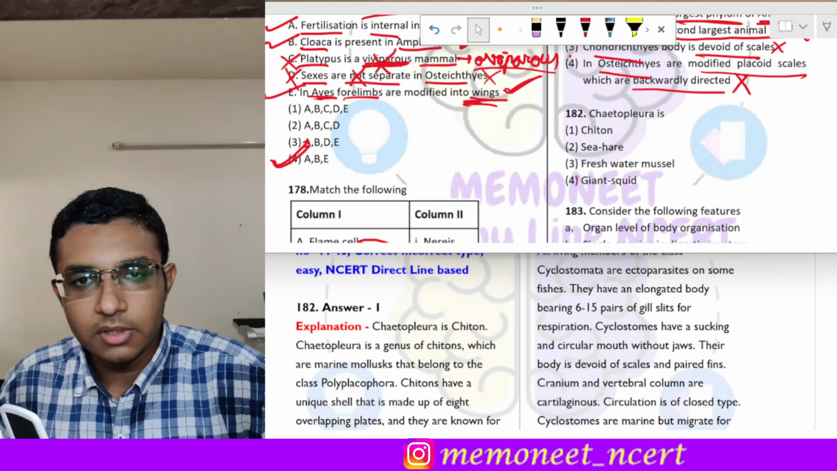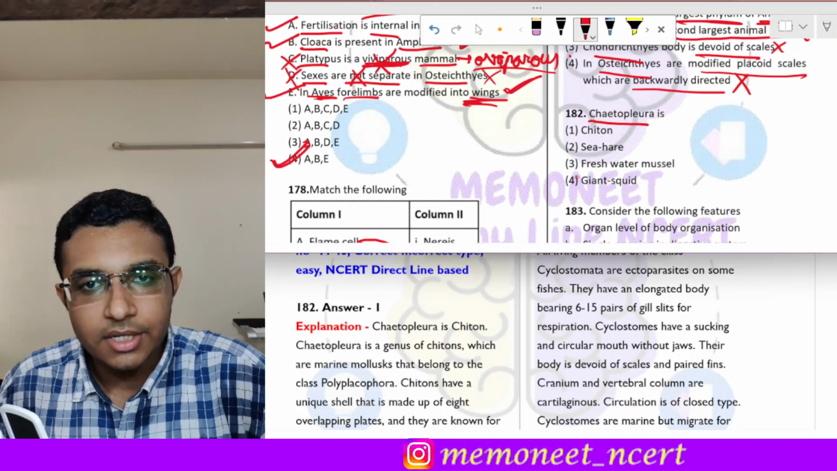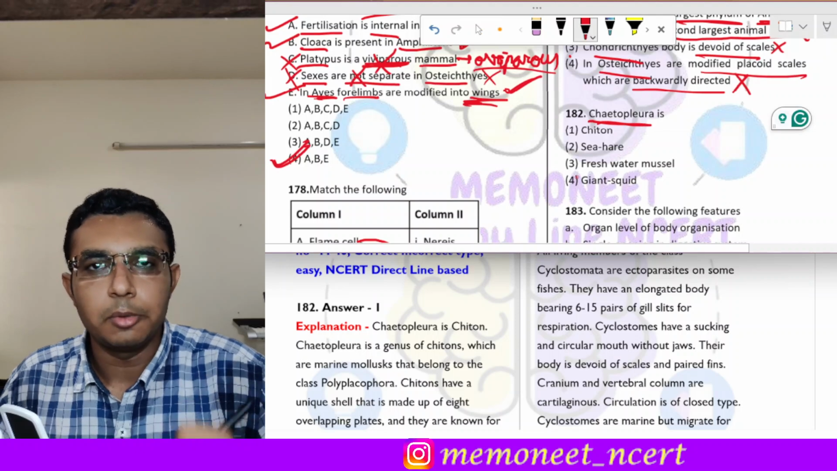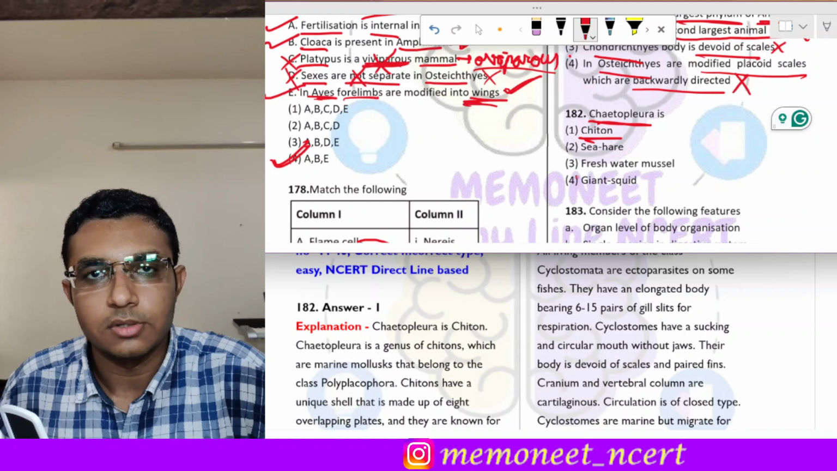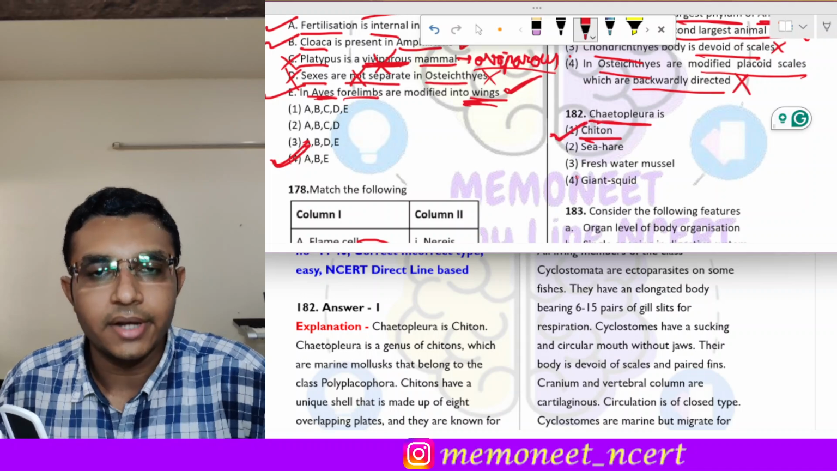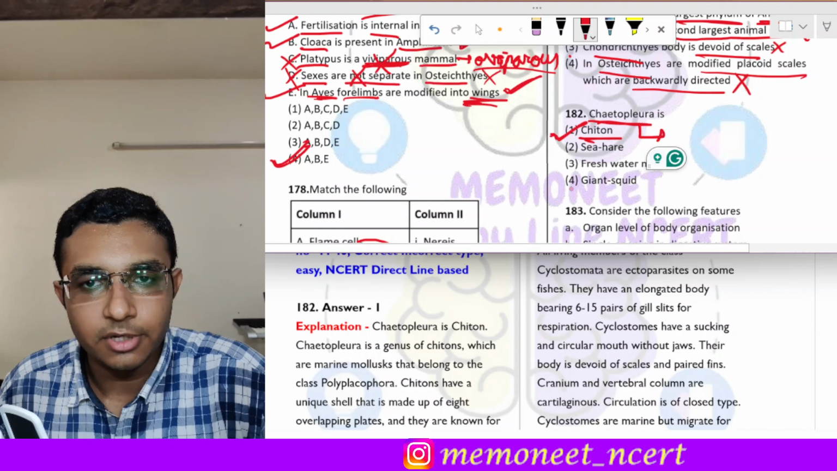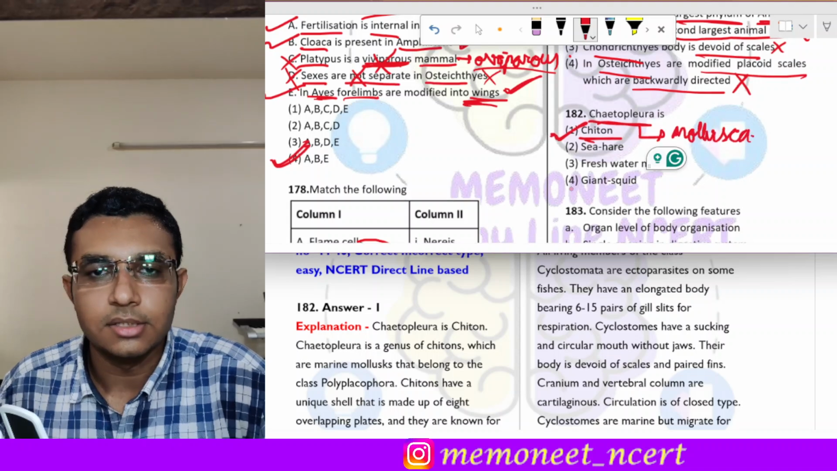So moving on to the next question, that is question number 182. The question states that Chaetopleura is dash. Okay, now see, you need to remember this, that Chaetopleura is a chiton. Okay, so it is a chiton. So the correct answer of this question is option 1. Okay, Chaetopleura belongs to phylum Mollusca and it is a chiton.